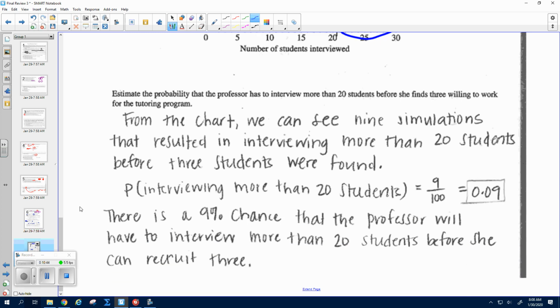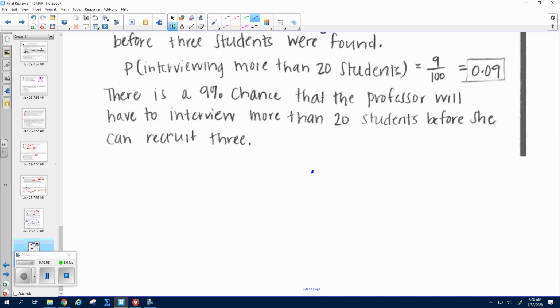So that means the probability of interviewing more than 20 students is 9 out of 100 because they did 100 simulations, which is 9%. So there's a 9% chance that the professor will have to interview more than 20 students before she can recruit 3.